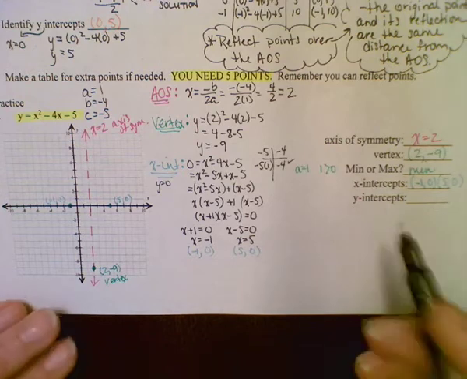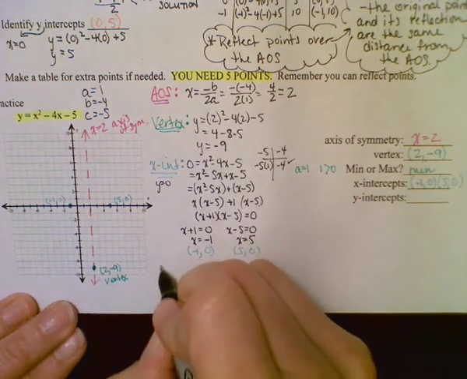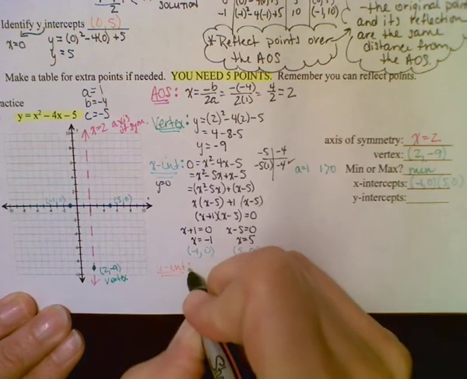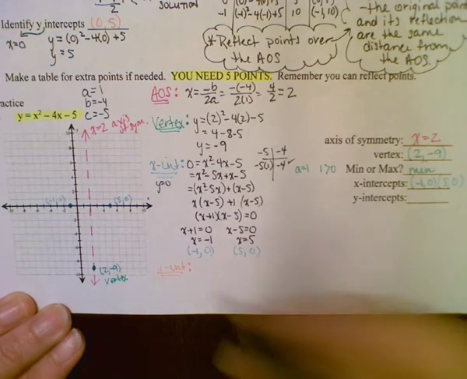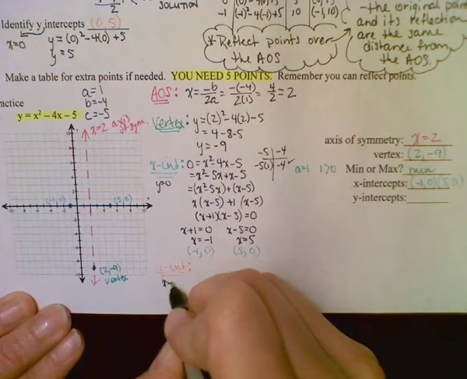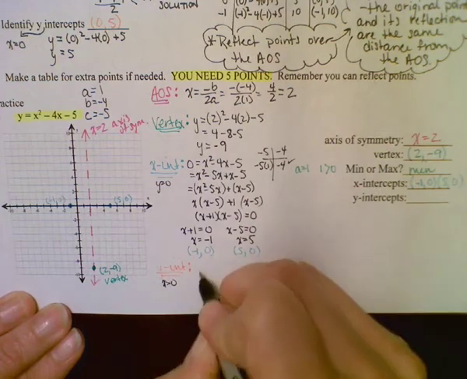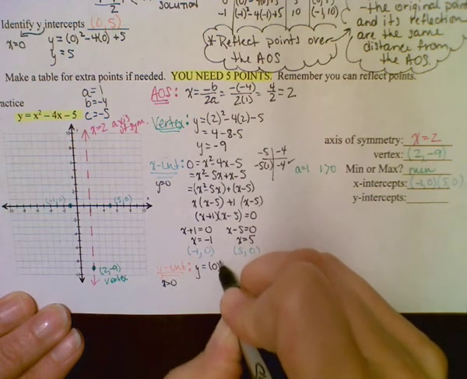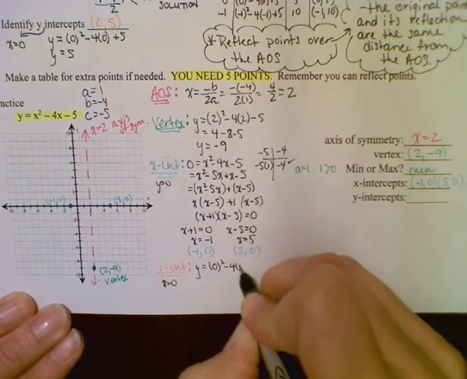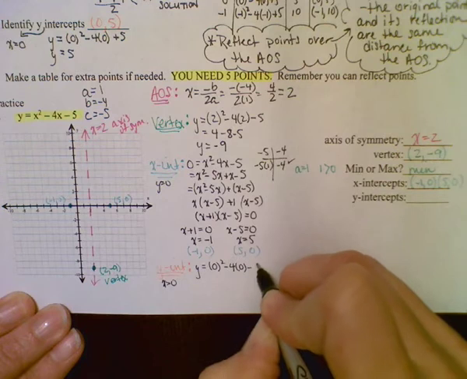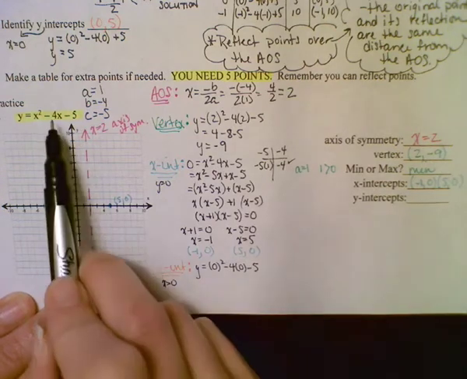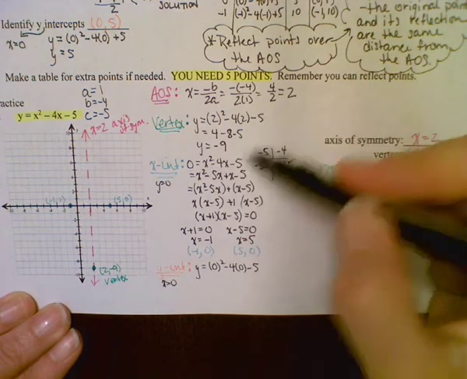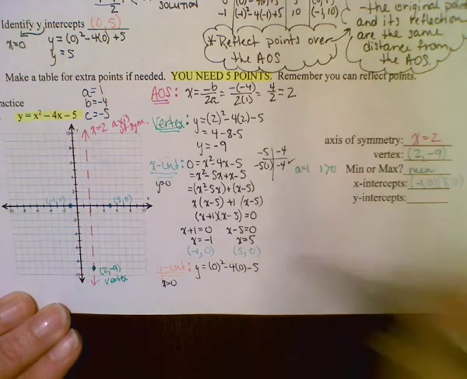Last but not least, we need to find the y-intercept. Remember, with the y-intercept, we're looking for x to be equal to 0. So I can say y equals 0 squared minus 4 times 0 minus 5. And again, we're just going to keep going back to that original equation every single time. We used the original equation here, we used it here, we're using it down here again.